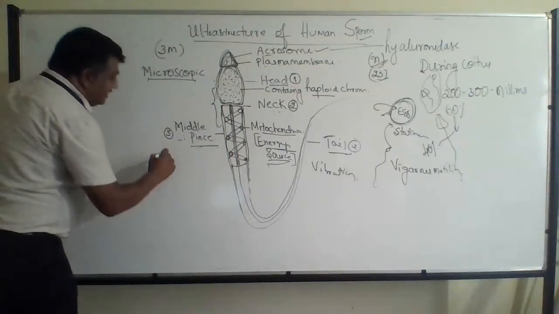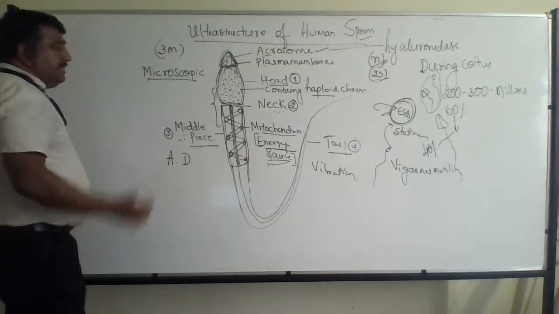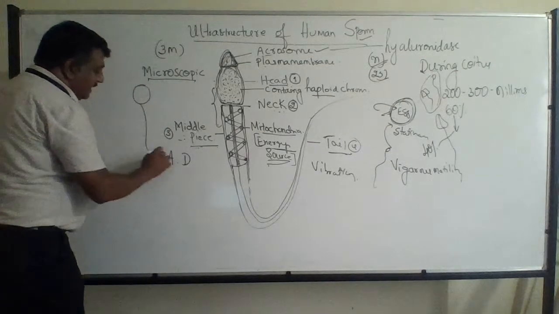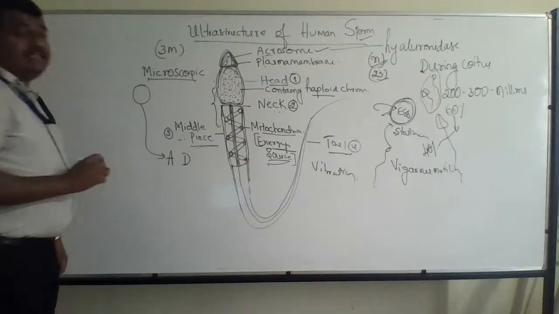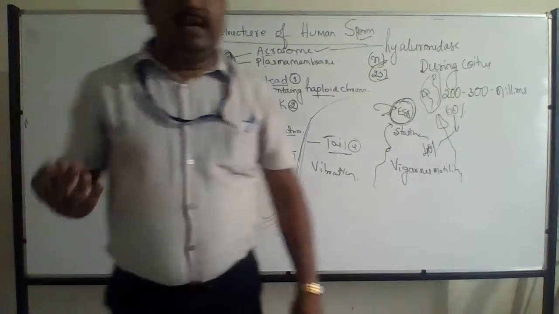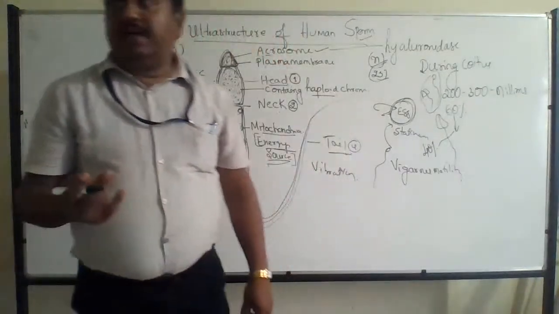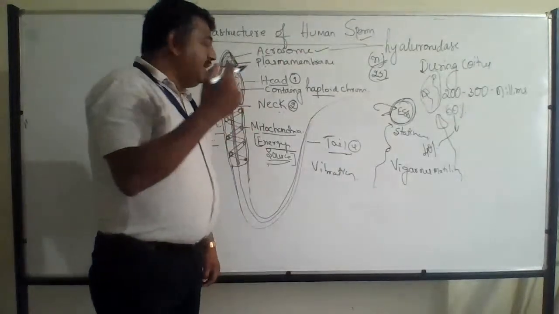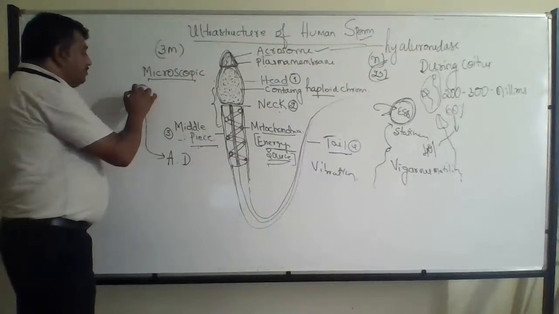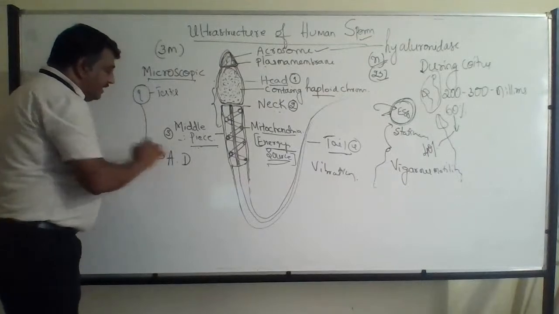The sperm formed in the testes is transported by the accessory ducts. You have to recall now, what are the accessory ducts? They are the rete testis, vasa efferentia, epididymis and vas deferens. With the help of the accessory ducts, the sperm formed in the testis gets transported.